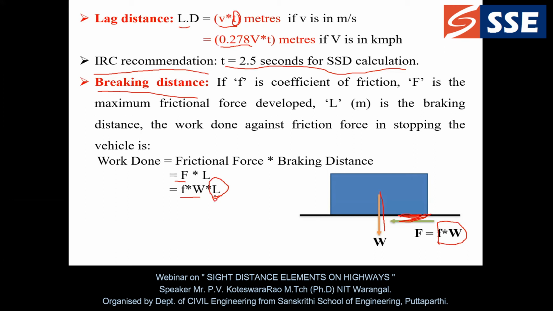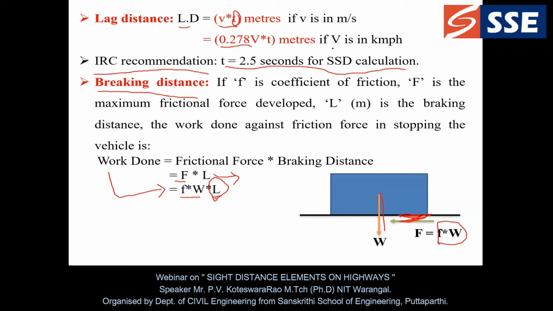In general, the vehicle moves at a velocity. Whenever an object has a certain velocity, its total energy is kinetic energy. So here we are going to determine the kinetic energy and equate the kinetic energy to the work done. Then I am going to get the braking distance value L. Let us see how.